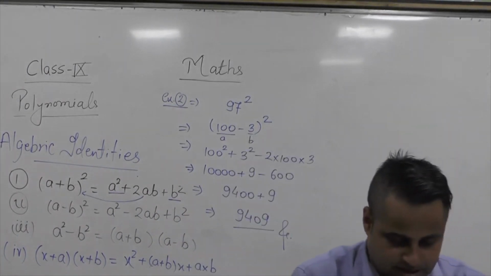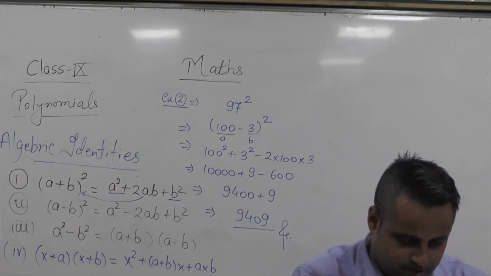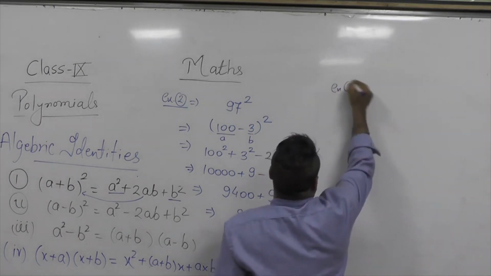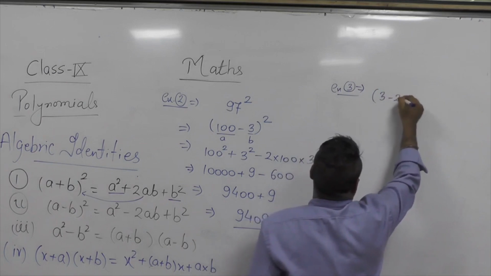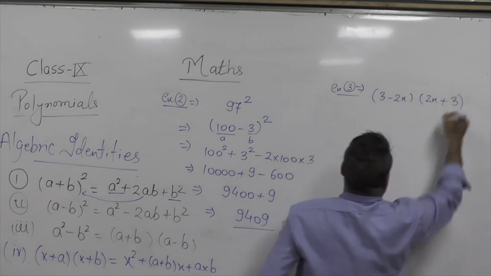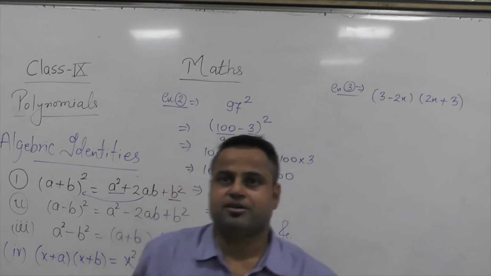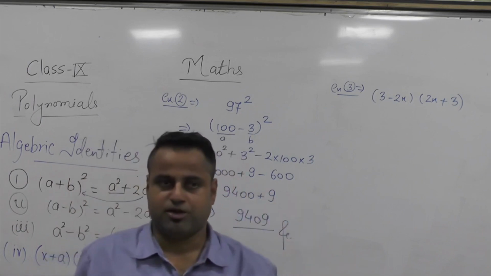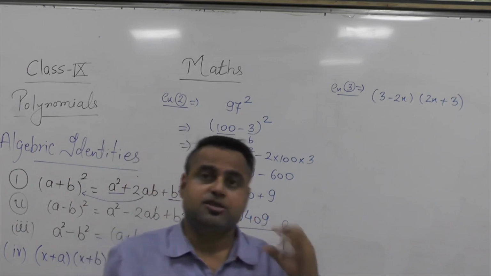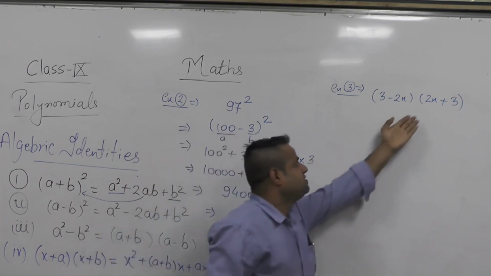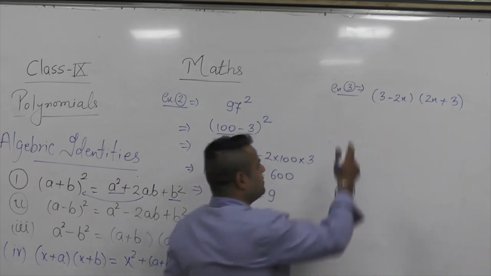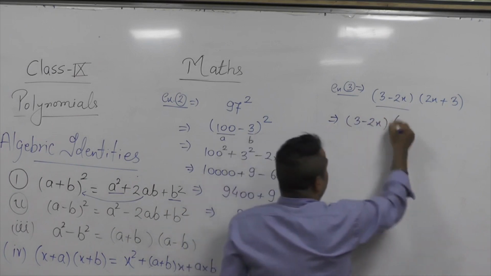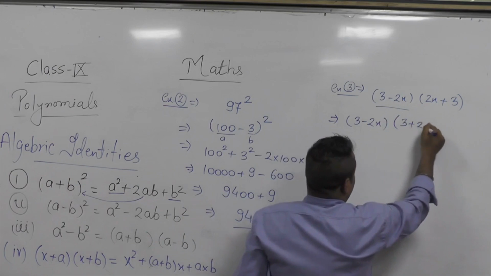The third identity is a square minus b square. I am taking one of the examples of it, as given in NCERT. For the third identity, I am taking 3 minus 2x and 2x plus 3. It does not matter if numbers are in addition, the sequence is not important. When the number is in subtraction, the sequence is important. So we can assume 2x plus 3 or 3 plus 2x, which is the same. I do not change the first term, 3 minus 2x. I am keeping it as it is. I am changing the second term to 3 plus 2x.